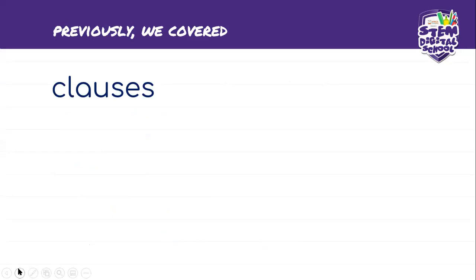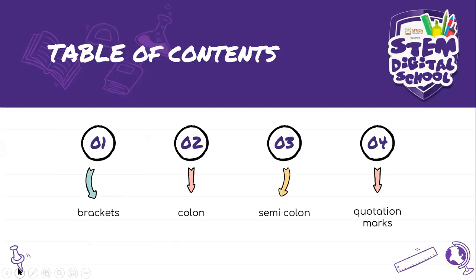So remember, in the previous class, we covered clauses, the noun clause, the adjectival clause, as well as the adverbial clause. And it was a wonderful lesson. I remember the way you were interacting and answering all those questions from the activity that we did. Okay, in today's lesson, remember we are doing brackets, colon, semicolon, as well as quotation marks.